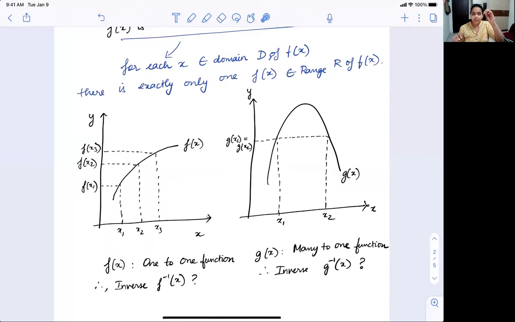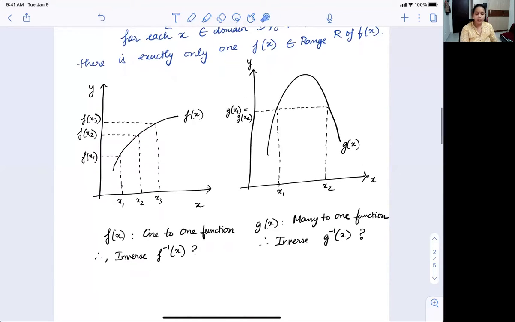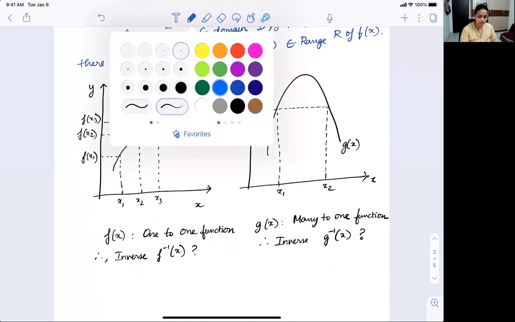If you can move from a single f of x to a single x, then an inverse function exists. Or in other words, if you have f of x1 and there is only one input which gives you that particular output value, then the function is what we call a one-to-one function. One input maps to one output, and similarly, every single output has only one input. Functions of that sort can have inverses. So a one-to-one function can have an inverse.